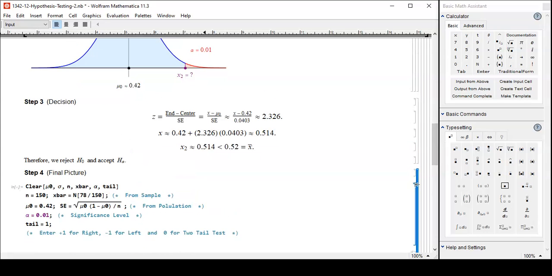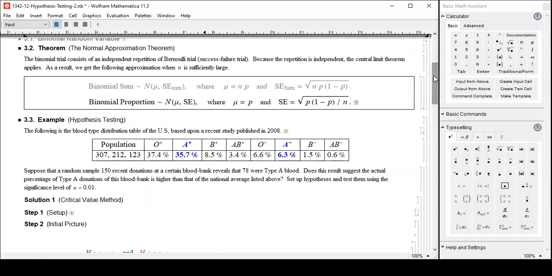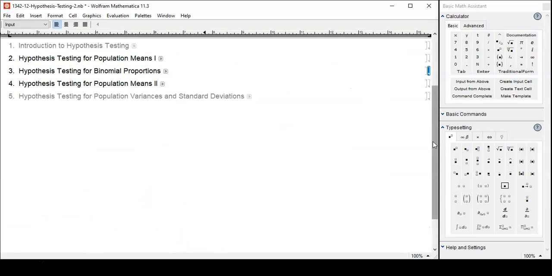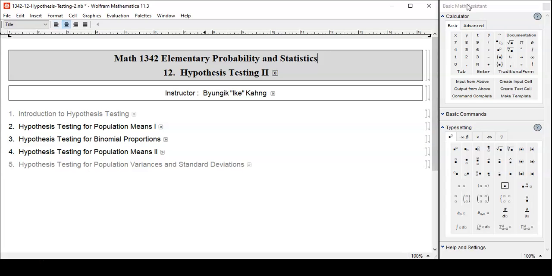All right. Now we're going to talk about the probability value approach in a separate video. If you're interested, go ahead. If you're not, then just skip that and go to section 4.